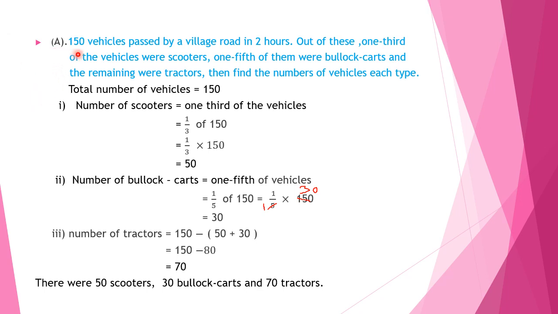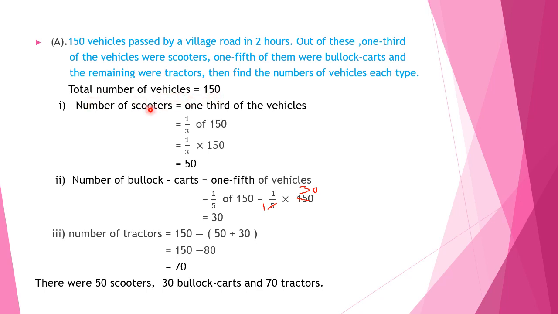Question number A. 150 vehicles passed by a village road in 2 hours. Out of these, 1/3 of the vehicles were scooters, 1/5 of them were bullock carts, and the remaining were tractors. Then find the number of vehicles of each type. So this question is the same as the last question. Instead of 2000 vehicles, here 150 vehicles. So the total number of vehicles is equal to 150.